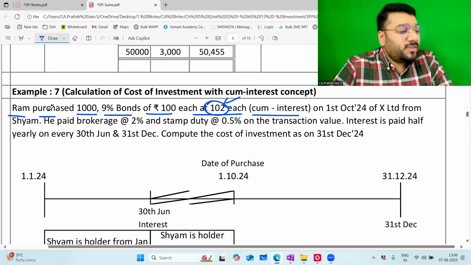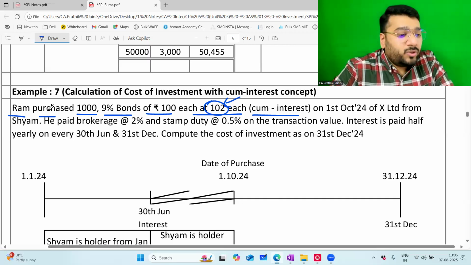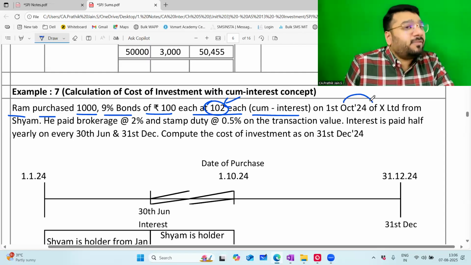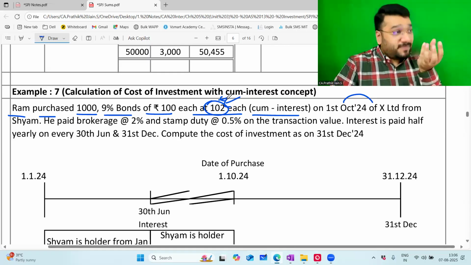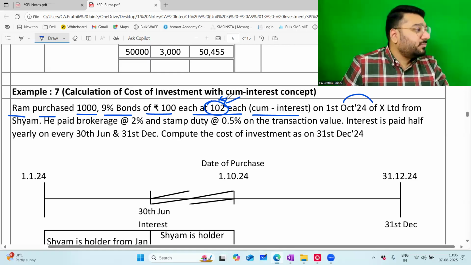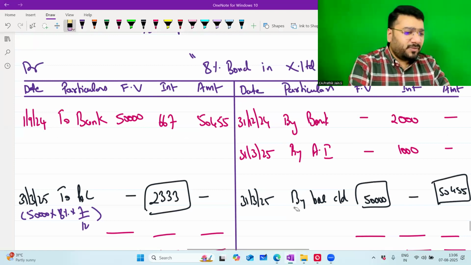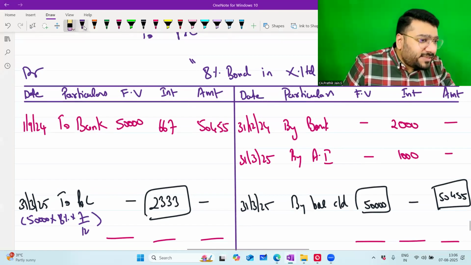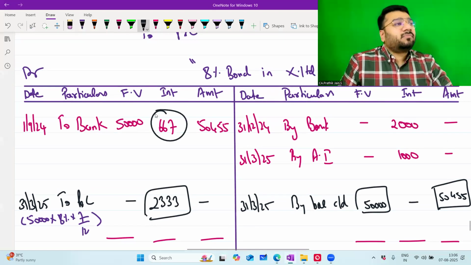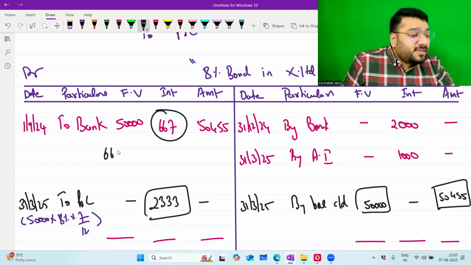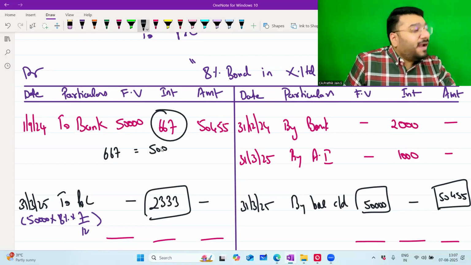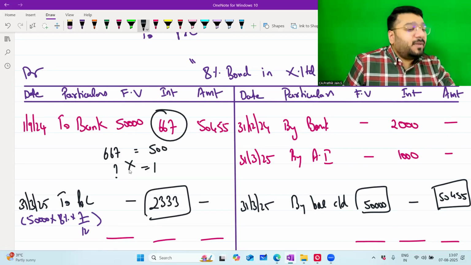Ram purchased 1000 9% bonds of 100 each at 102 cum interest, which means whatever is the interest component for that period is included in this 102. So this 102 is the purchase value of the bond plus the interest component. So how do we get the cum interest value? Very simple. Tell me, the 667 interest is there, no? This is for what period? For 2 months. This 2 months interest on how many bonds? 500. 667 is for 500 bonds. And for one bond, how much? Cross multiply. Tell me.